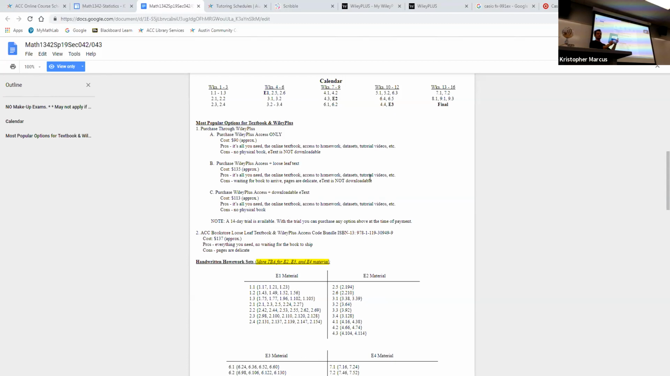The access code is in here. The loose leaf is 3-hole punched, and this is a really nice way of having a physical book. If you get tired of looking at a screen, or if you plan on going places where you may not have internet access, you can still get the book here.